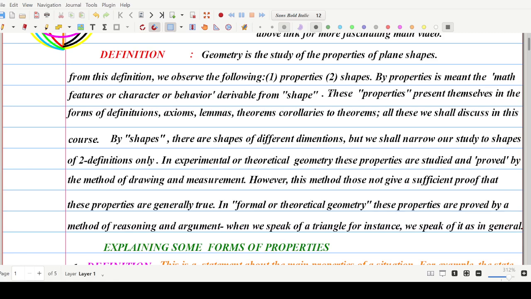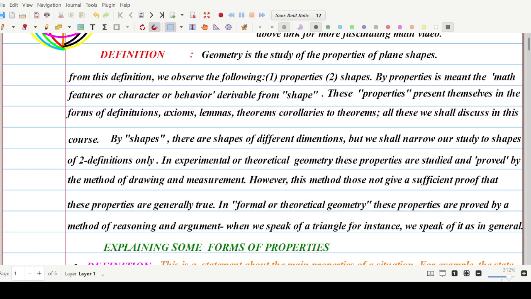In experimental or practical geometry, these properties are studied and proved by the method of drawing and measurements. So you use your mathematical instruments such as your protractor and your set square. You use them to draw shapes and to measure angles and lengths. For example, we can draw a triangle and measure the interior angles, and when we add them up, we discover that the sum of the interior angles is 180. That is true for that particular triangle we drew.